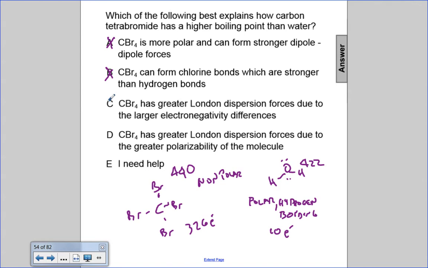CBr4 has greater London dispersion forces due to the larger electronegativity differences. It does have larger LDFs, but not because of electronegativity differences. It has greater LDFs due to the greater polarizability of the molecule. The answer is D.